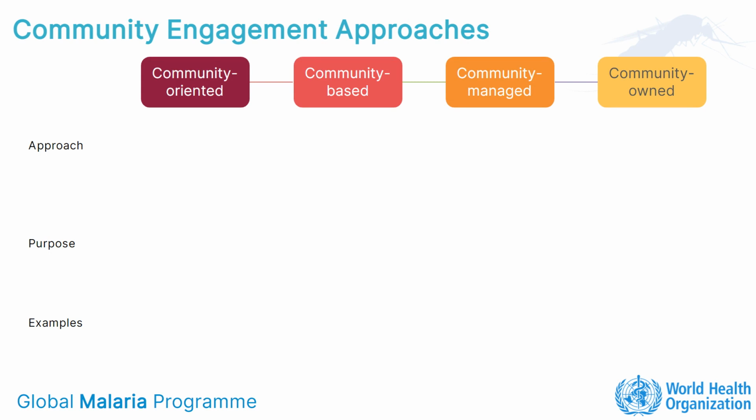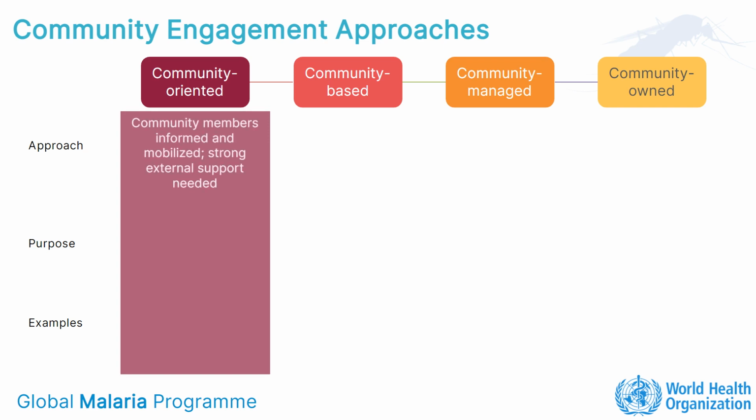There are a range of approaches to community engagement. Different contexts or settings may lead to one approach being more appropriate than another. These approaches are not discrete nor mutually exclusive, and a combination of features of these approaches can be used. When using a community oriented approach, the community is informed and mobilized to participate in addressing immediate short term concerns. Strong external support is still required, often to organize logistics and to conduct a campaign.